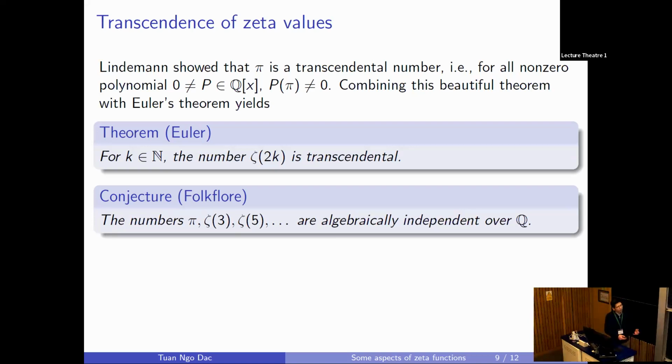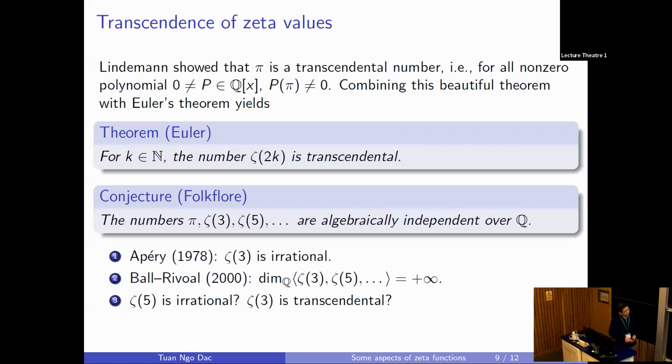And then there is a conjecture which says that the numbers pi, zeta(3), zeta(5) are supposed to be algebraically independent over Q. This is all we know about the nature of these numbers. It's known by Apery that zeta(3) is irrational. It's known then by Ball and Rivoal that the Q-vector space spanned by zeta(3), zeta(5), and so on is infinite dimensional, but we don't know whether or not zeta(5) is irrational, or whether zeta(3) is transcendental.